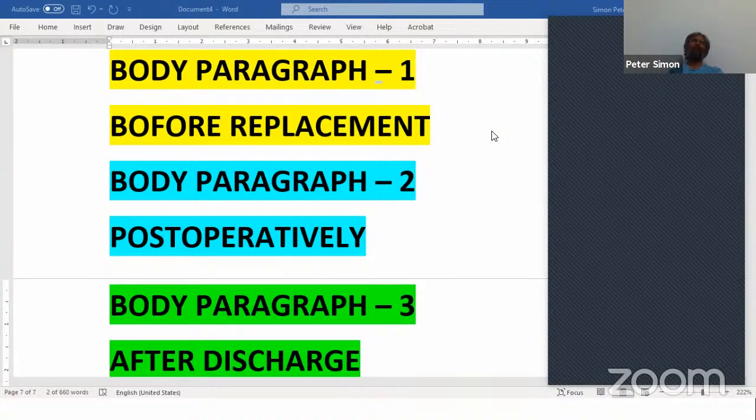Then operation, or surgery, or replacement: before replacement and after replacement. Then discharge: before discharge and after discharge. So the stage between replacement and discharge, that is after operation. So it is called post-operatively. Or pre-operatively, before discharge.